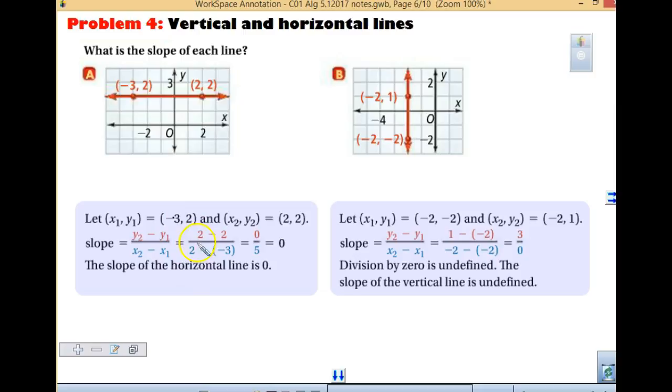So if we are doing this, we are subtracting our 2 minus 2, which gives us 0 over 5. Anytime you divide 0 by any number, it gives you 0. So anytime you have a slope of a horizontal line, your slope is going to be 0.